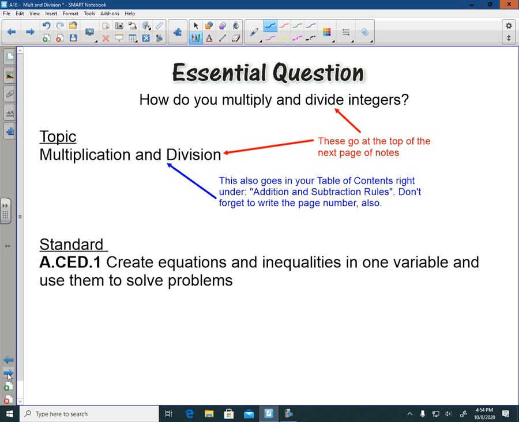Because here comes page 3. I believe it's page 3. I hope that's what we're on. Anyway, here's your essential question for the day, and here's your topic. Now remember, the topic goes at the top of the page, and the topic today is multiplication and division. And then the essential question goes below that: How do you multiply and divide integers? Now make sure that you go back to your table of contents, and right under where you wrote addition and subtraction rules, you write this topic, multiplication and division. And then out to the right of that, put a 3, I think, because I think we're on page 3, but I might be losing track already.